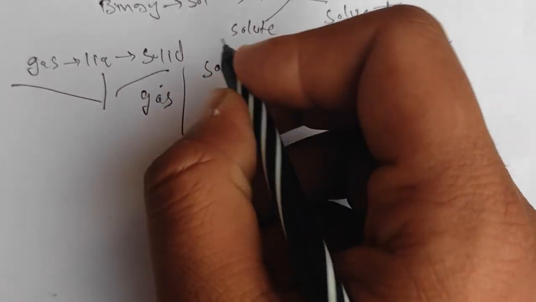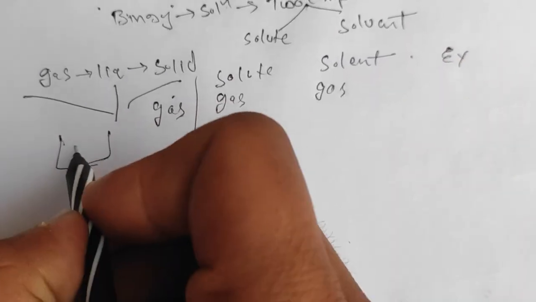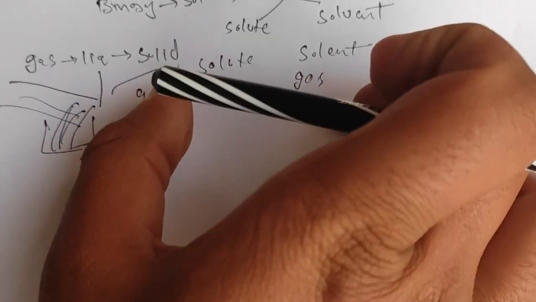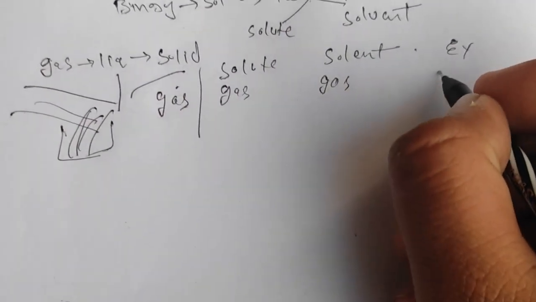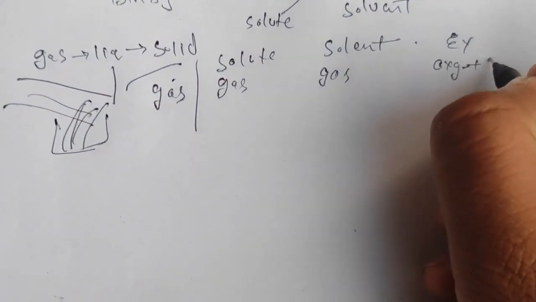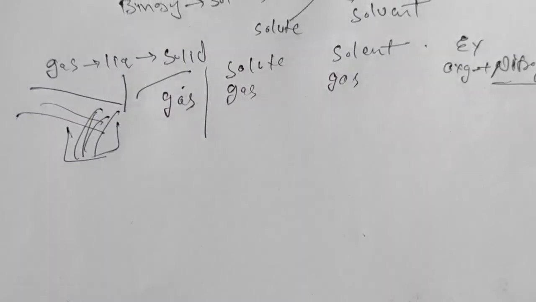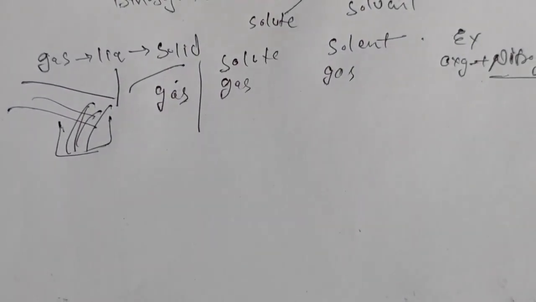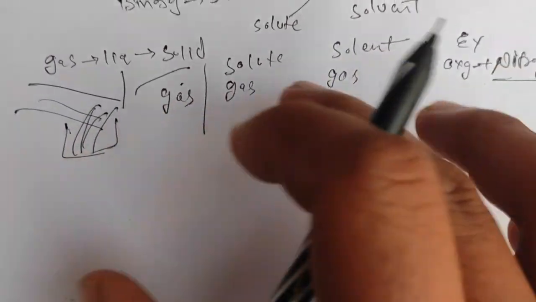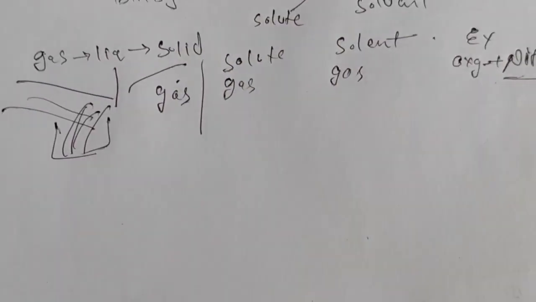For example, first we take the solute as gas and the solvent as gas. In a beaker everything is gas and we add some other gas. In this case, for example, oxygen in nitrogen: nitrogen is our solvent and oxygen is our solute. A mixture of oxygen and nitrogen is the example of gas in gas.